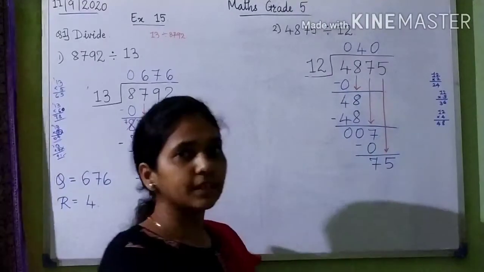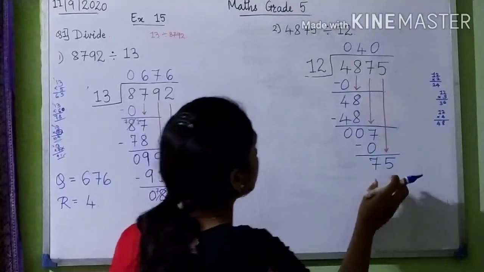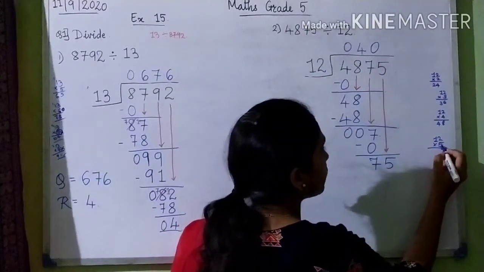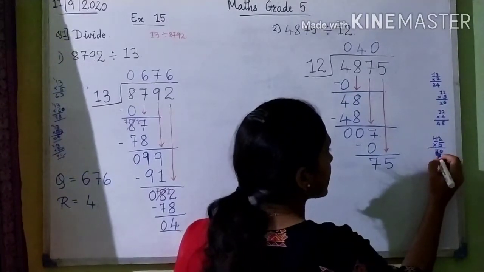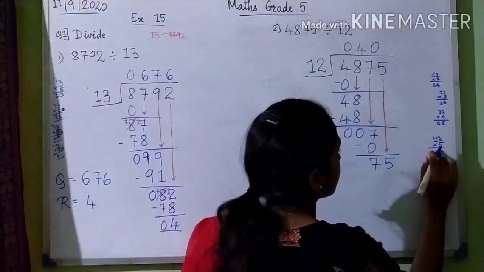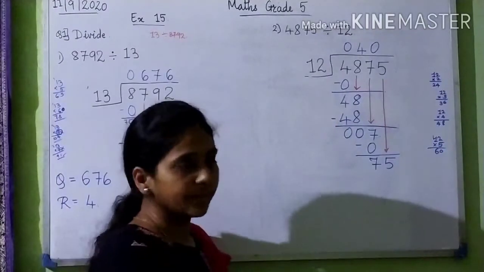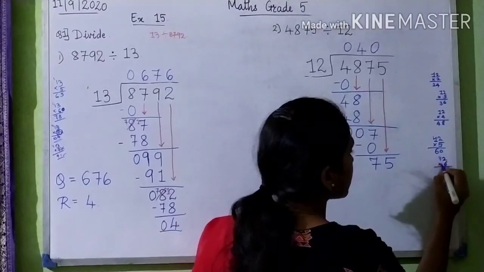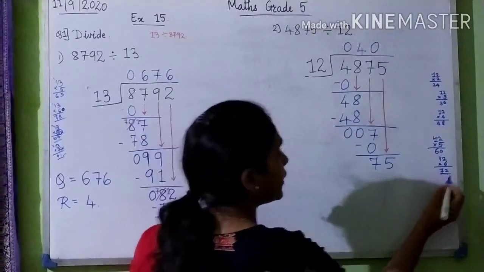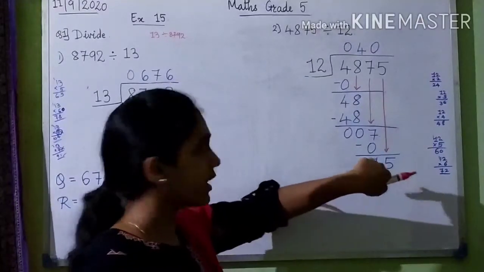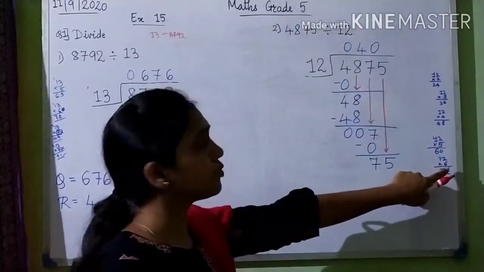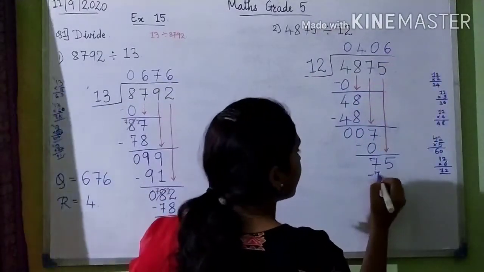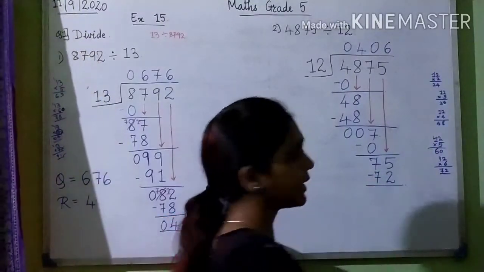This becomes 75. So what into 12 gives me 75? Let's check. 12 into 5: 5 2s are 10, 5 1s are 5, so 60. Then 12 into 6: 6 2s are 12, 6 1s are 6, so 72. We have got 72, which is nearly equal to 75. So 12 into 6 will give me 72. Okay, so I write 72.